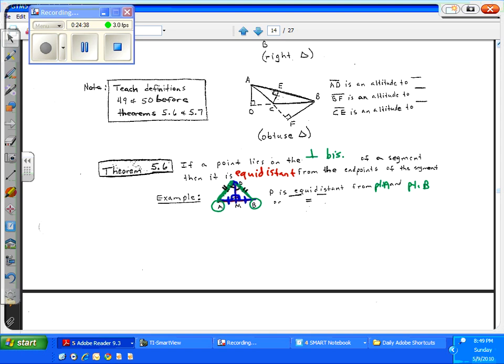In other words, PA is equal to PB, meaning what we have here is an isosceles triangle. Okay?